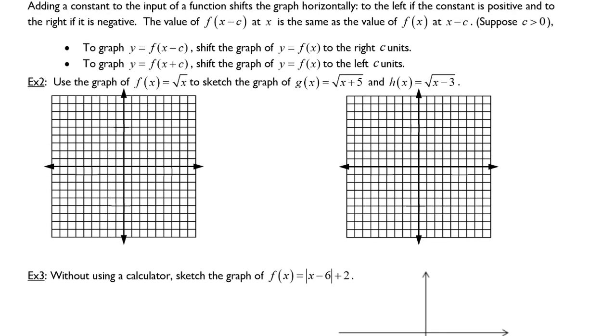Adding a constant to the input of a function shifts the graph horizontally, which is what I just said, but we'll go ahead and read the page. To the left if the constant is positive, and to the right if it is negative, or subtraction. The value of f of x minus c at x is the same as the value of f of x at x minus c, supposing that c is greater than 0.